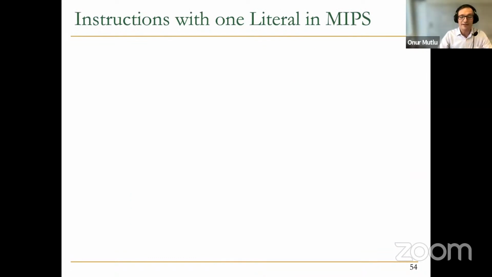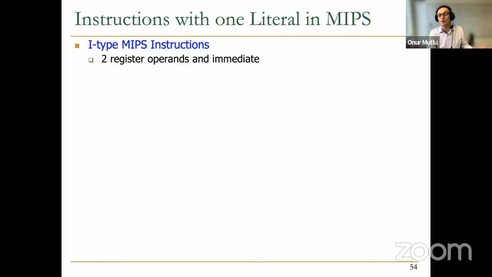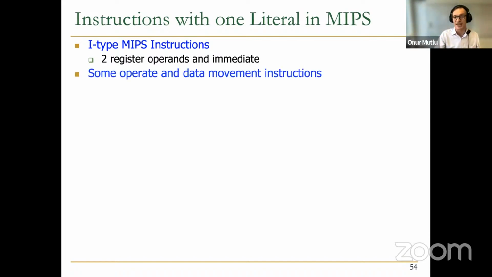Okay, you actually have very similar instructions in MIPS as well. You have instructions with one literal in MIPS as well. These are called I-type MIPS instructions. MIPS doesn't play the trick that I showed you. It basically has a completely different instruction encoding that's separate from R-type. And again, this is the choice of the instruction set designer. Basically, you have 2 register operands and an immediate. And the reason they chose this is so that they could make the immediate larger, as we will see.